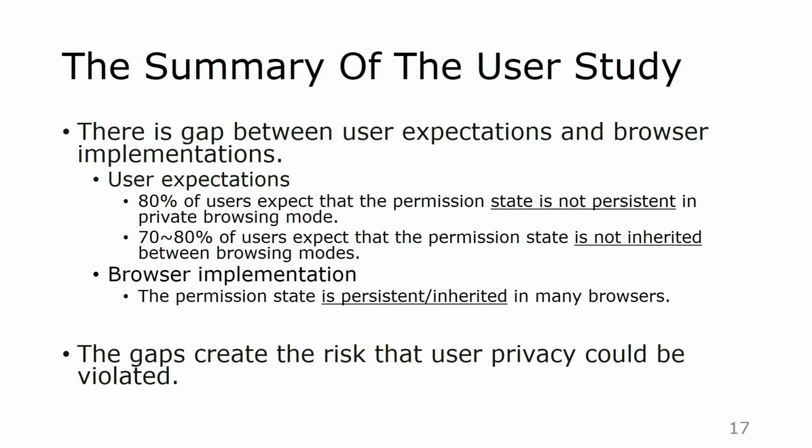The user study found that about 70% of users expect that permission state is not persisted in private browsing mode, and they expect that permission state is not shared between browsing modes. But all browsers retain some permission state in private browsing mode. Some of these permission states are shared between browsing modes. So this gap creates a risk that user privacy could be violated.